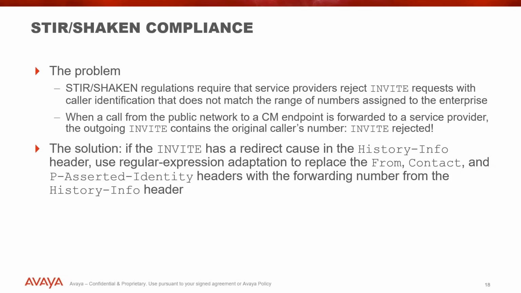So the problem here is if you receive a call from the public network to one of your CM endpoints, and that endpoint is forwarding it out to the public network to a service provider via Session Manager, then out to a SIP service provider, the outgoing invite is going to contain the original caller's number. And the service provider is going to look at that and say, that's not one of your assigned numbers, I'm going to reject this invite. If you want to work around that, you can use a regular expression adaptation to change the caller ID in the invite to the caller ID associated with the forwarding endpoint. So that's the CM endpoint that's forwarded back out to the network. Let's take a look at how we do that.